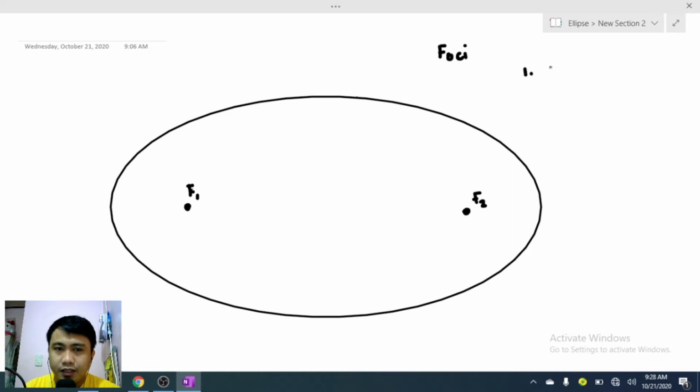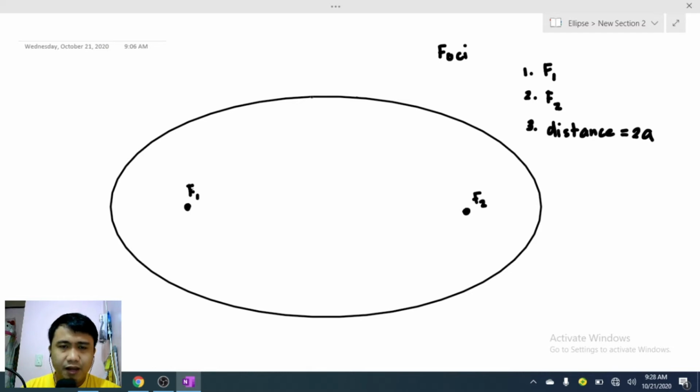So, una, yung ating focus number 1. Pangalawa, yung ating focus number 2. Ito pa yung kailangan natin para ma-define itong ellipse. Yung pangatlo, distance. Distance is equal to 2A. Ano bang gamit ang distance na yan para ma-define natin ang ating ellipse?